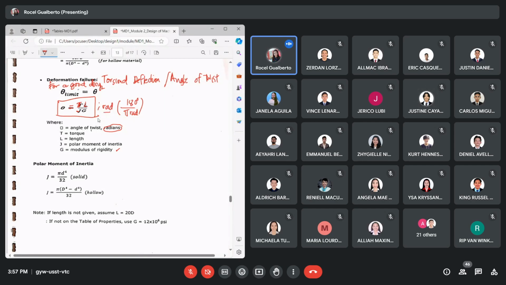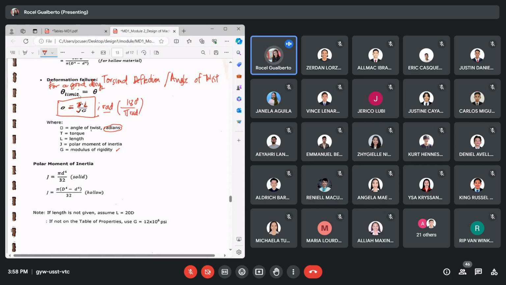Okay? That is in radians. Now, anong gagawin natin? We are to equate this angle of twist to the allowable limit of deformation. And then, equating these two, you will arrive at another answer. Parang doon po sa ating tension, meron tayong answer from the strength failure, meron po tayong answer coming from the deformation failure. Okay? So, ganun din po dito.